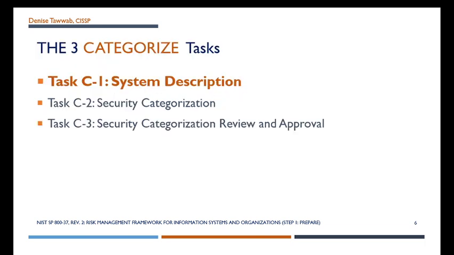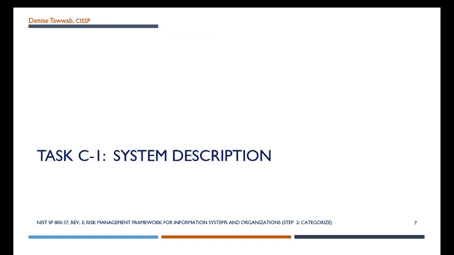Let's look at the tasks that are involved. There are 3 tasks. The first one is system description. The second one is security categorization. The third one is getting that categorization reviewed and approved.